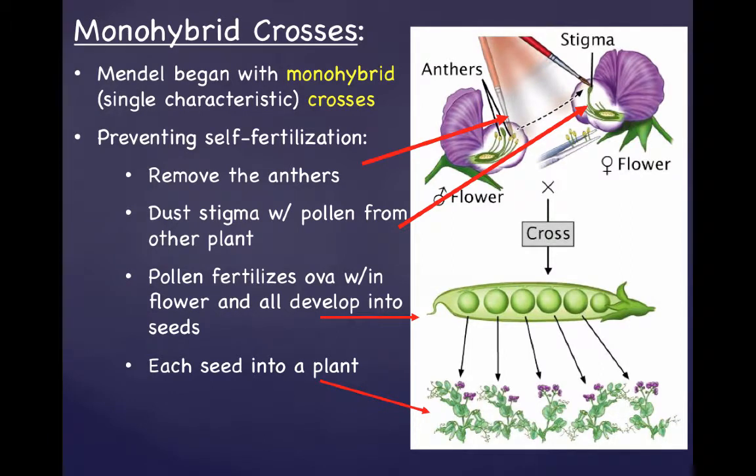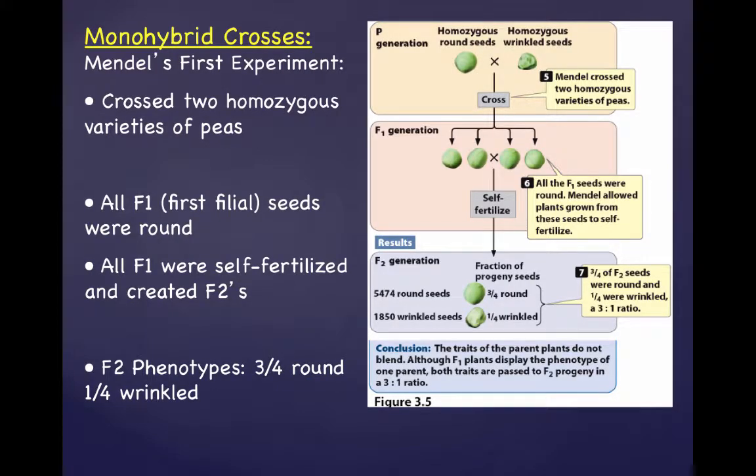So we left off with talking about monohybrid crosses and how Mendel was able to prevent self-fertilization, and this really allowed him to study the very specific inheritance patterns in different parent plants that had very specific phenotypes. So Mendel used a monohybrid cross as his very first experiment, where he actually looked at the phenotype of seed shape. So the two phenotypes he was looking at were round seeds versus wrinkled seeds.